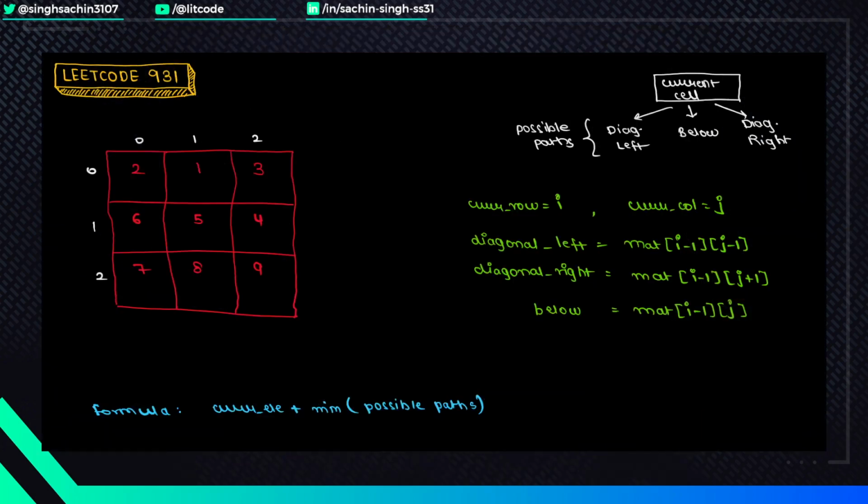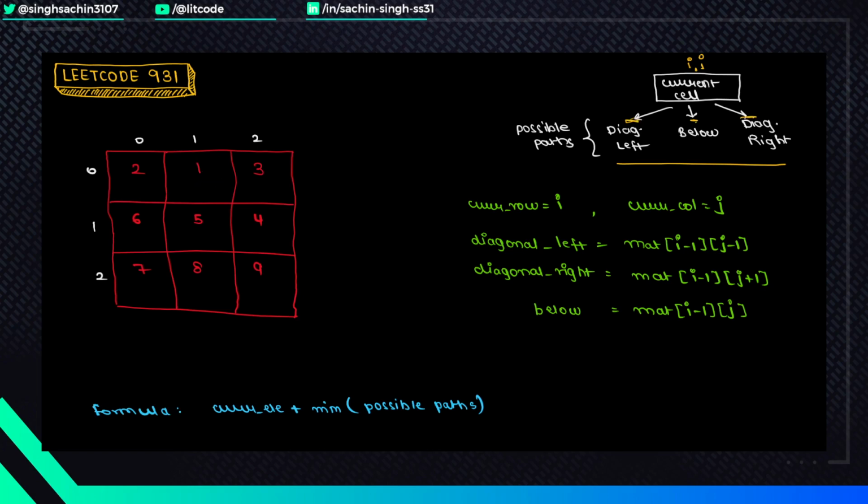So this is the approach which we'll be using, and before starting the explanation, let's check out what is given in the problem statement. These were the possible paths you can take from any particular point. Suppose you are at this cell at the moment, which is at i comma j. You can go to these three locations: diagonal left, below, or diagonal right.